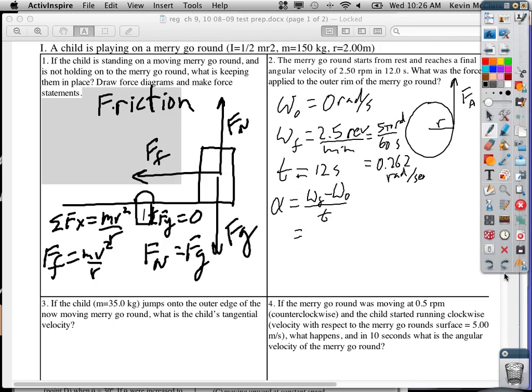Okay? So what do we get for our angular acceleration? It's 0.262 divided by 12. So divided by 12, I get 0.0218 radians per second squared. That is equal to alpha. So we're talking about an alpha, we're talking about torque. What do I use? Torque equals I alpha, right? Oh, and I think Lynn was going to say I is 1/2 mr squared. I think that would have been given to you. Actually, it is given to you right there.